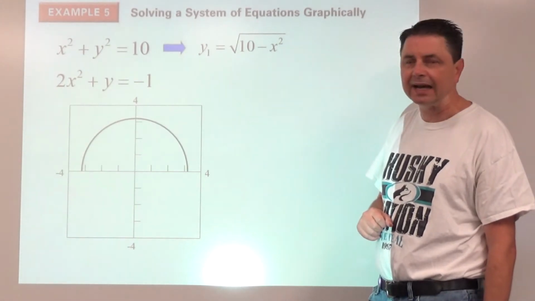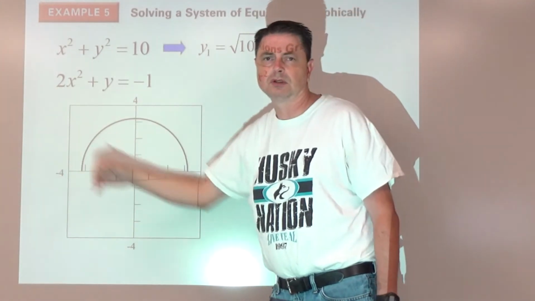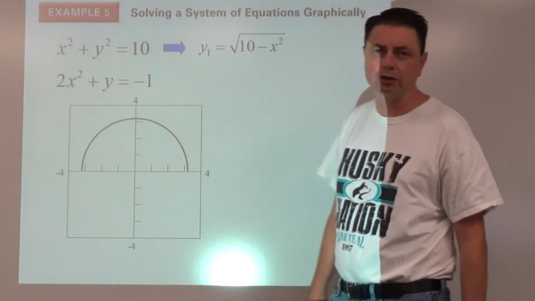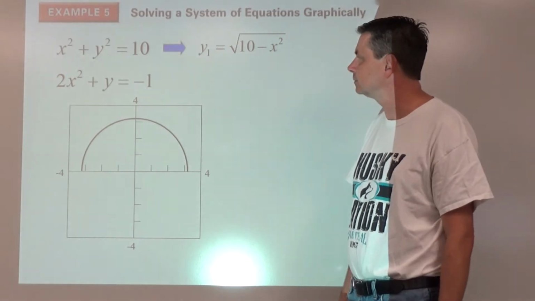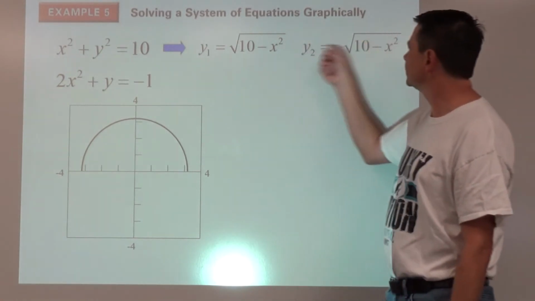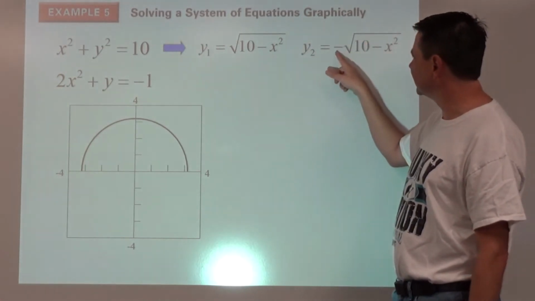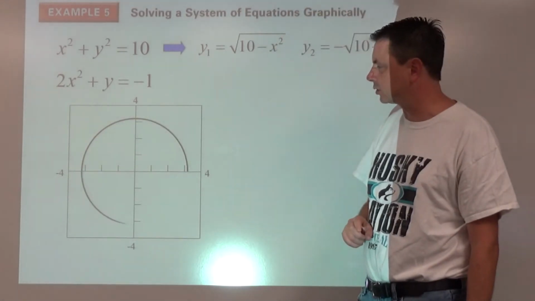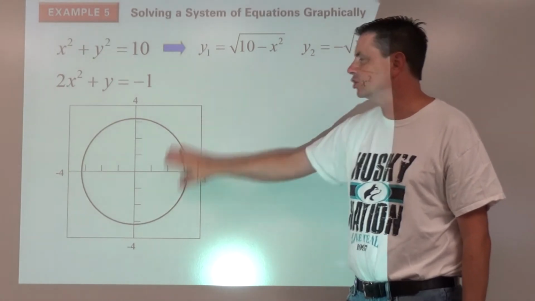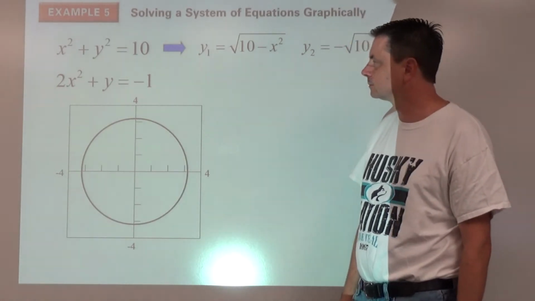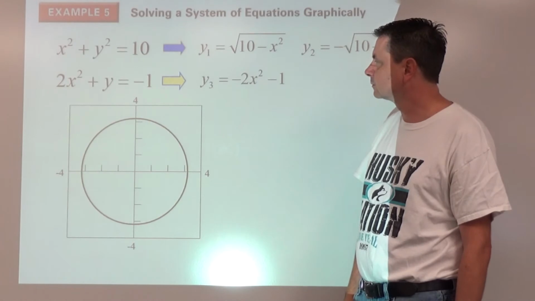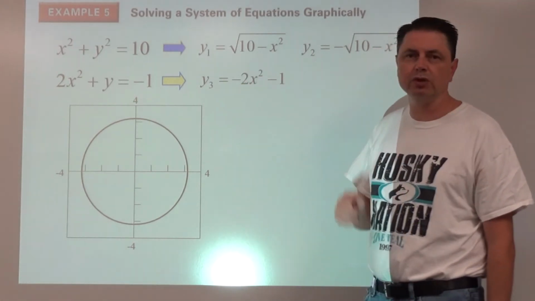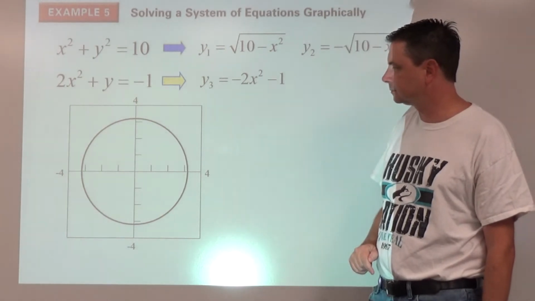If you were to graph that, you get a semicircle. It may look not quite circular on your rectangular screen, but it is a semicircle. y2 is the negative. As we said, that's the bottom part of the circle, so the bottom semicircle. And that connects to make the circle. And there's our y3, negative 2x squared minus 1, which we know is a parabola.